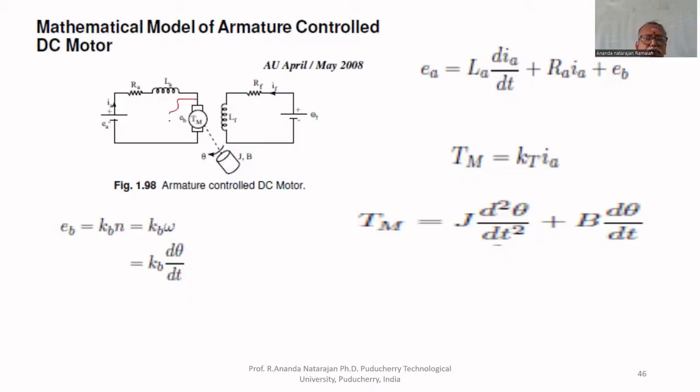This is the armature. The armature resistance and inductance are mentioned here. A torque will be developed in the armature. That is called Tm, the mechanical torque developed in the armature. That's why it is rotating.